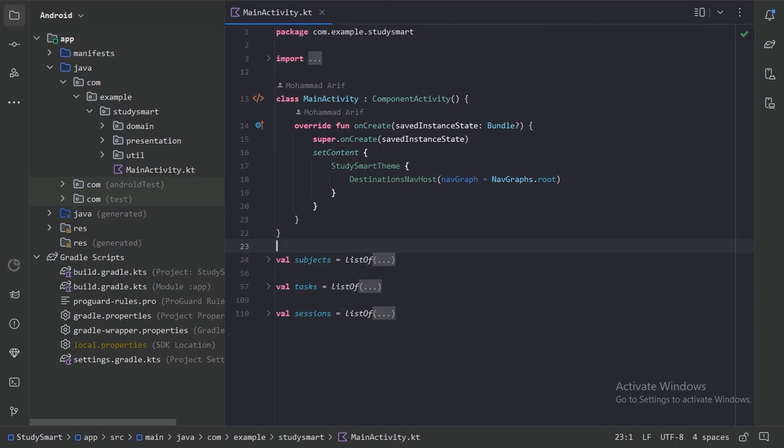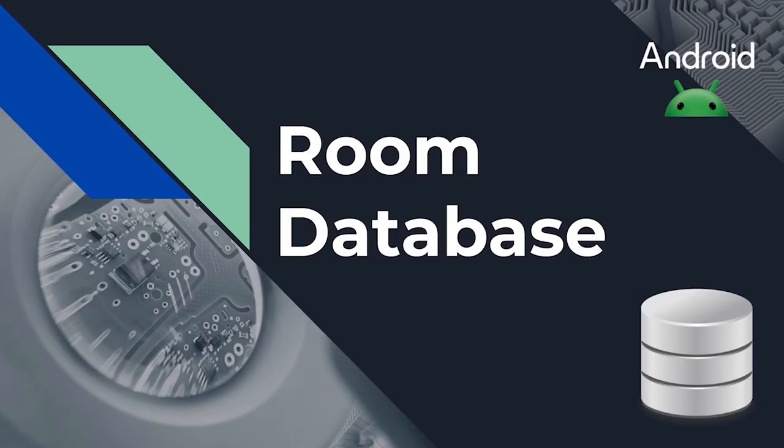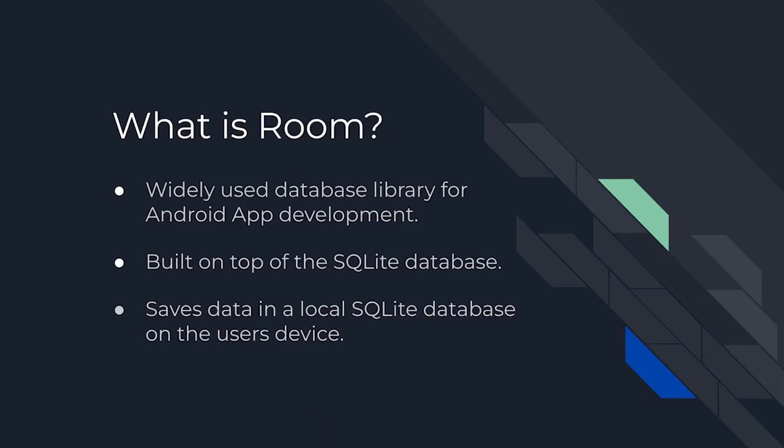In this video we will set up our room database for local storage. Before writing the code, let's have a brief intro on Room. Now first of all, what is Room? Room is a popular library for Android app development that makes it easier to work with databases. It's like a toolbox for storing and managing data within your app.